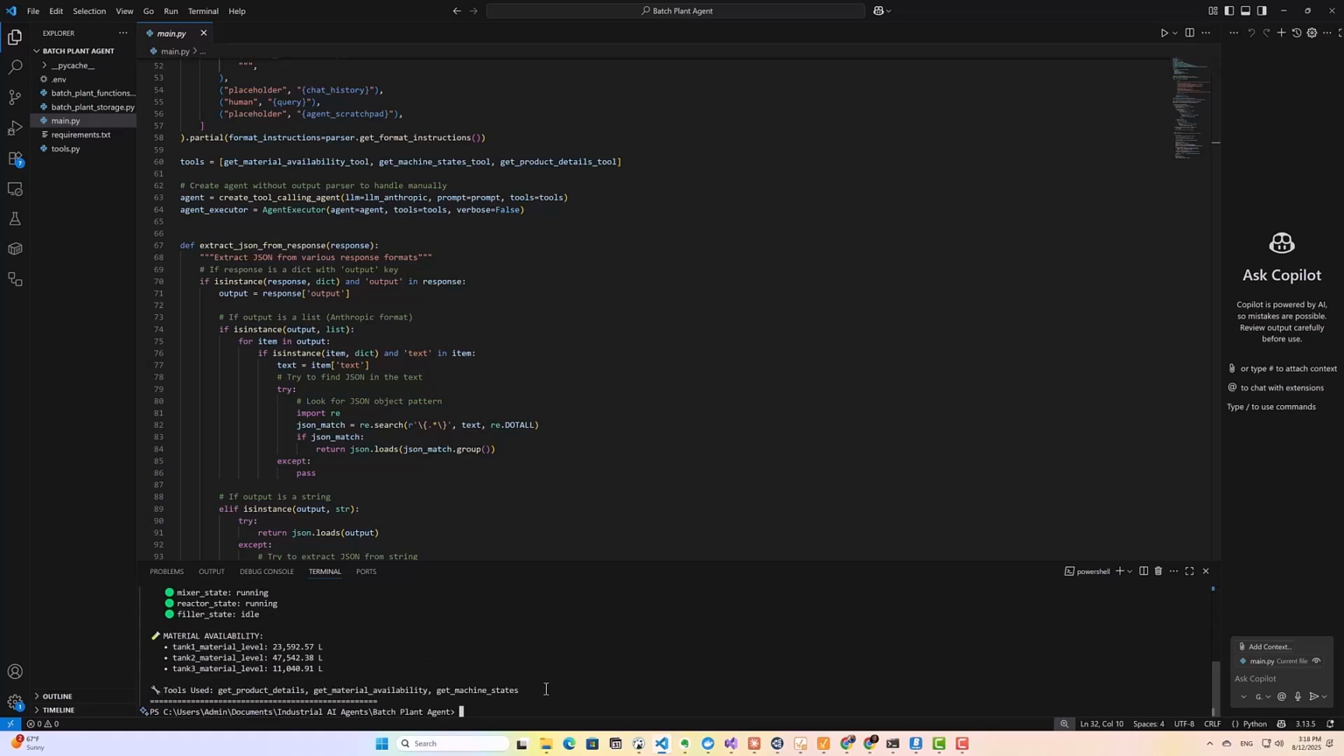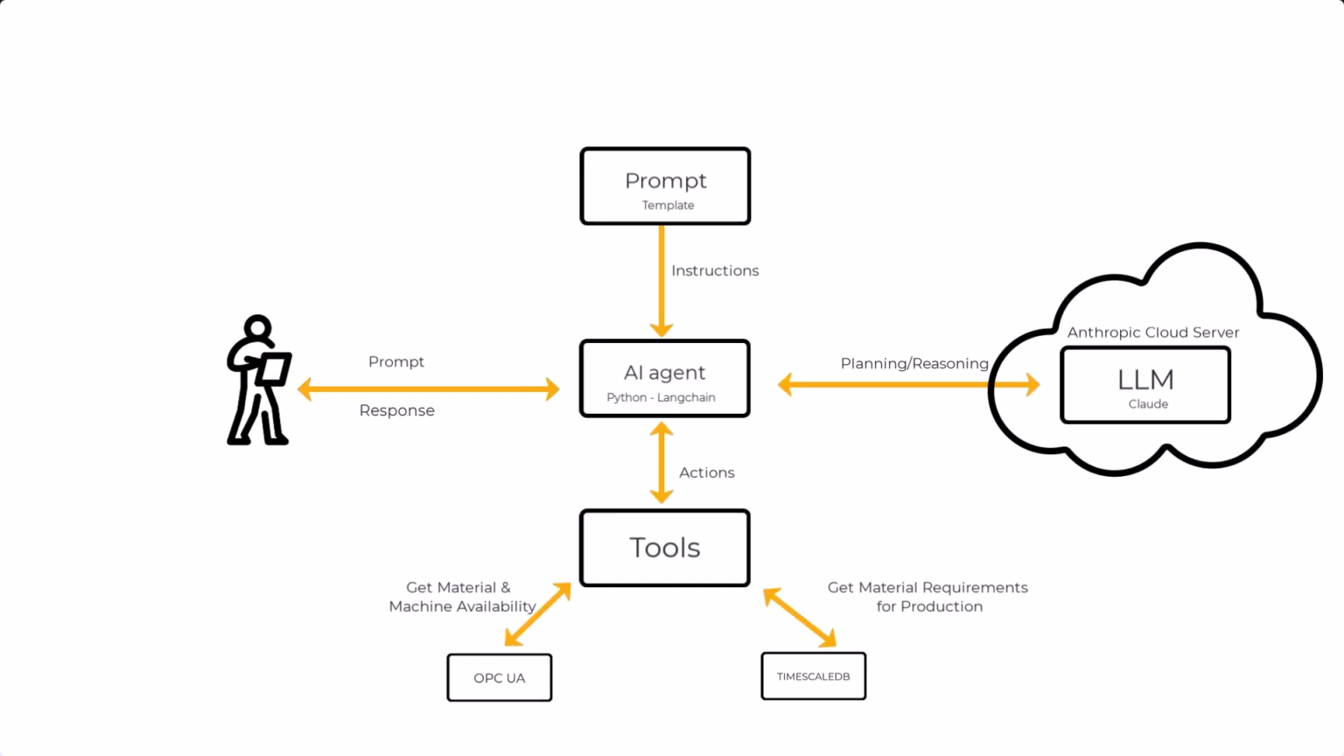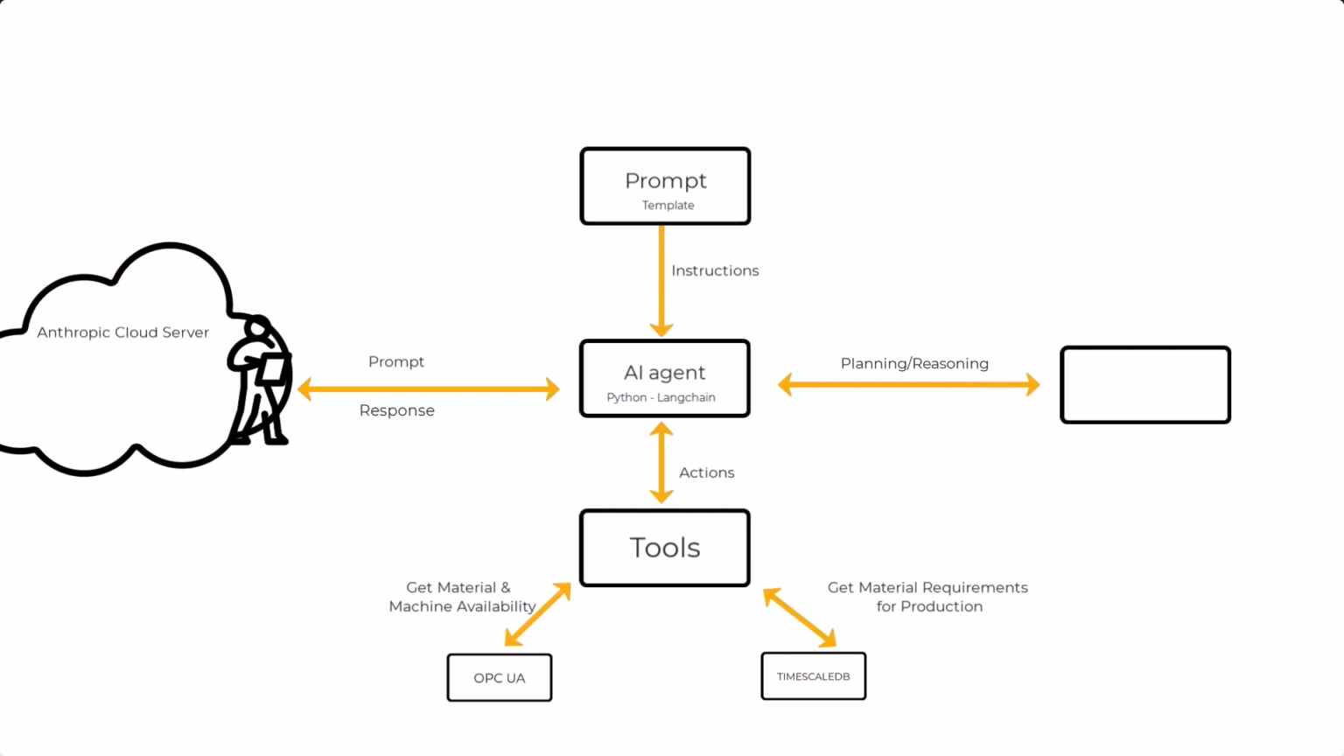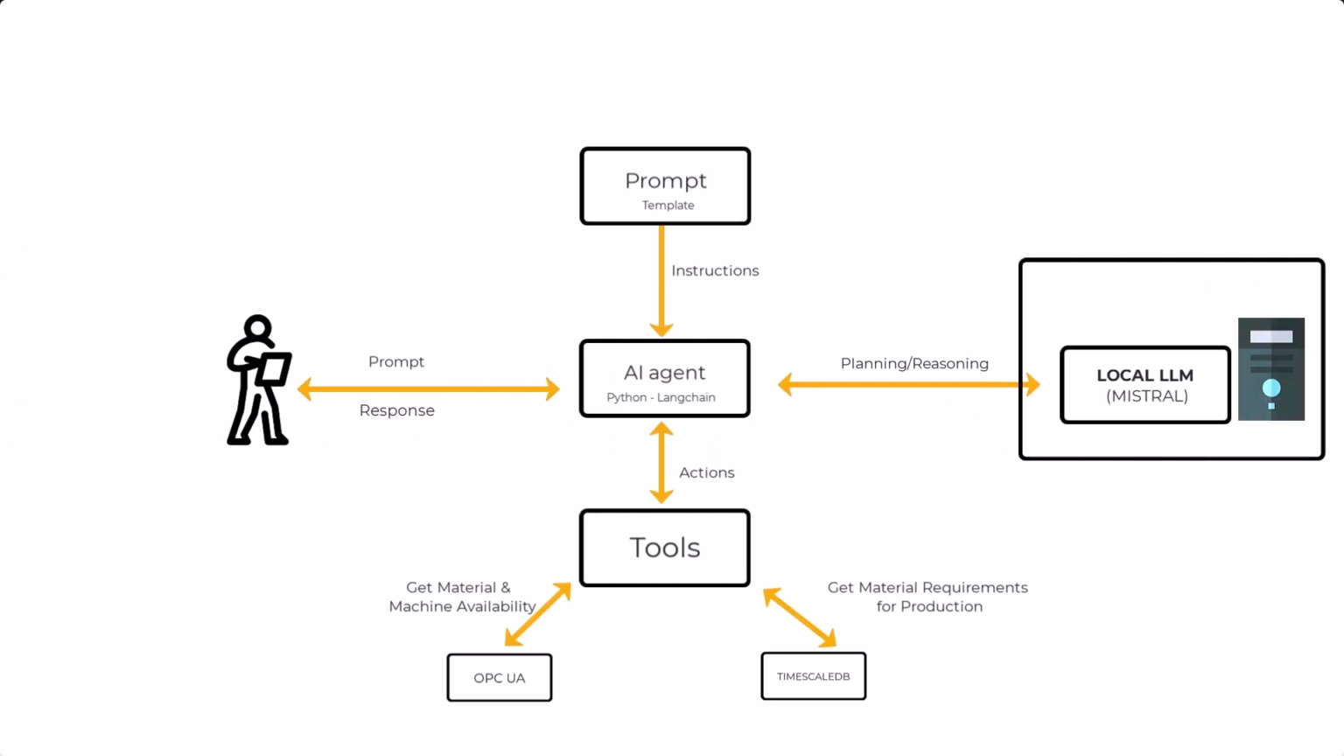Okay, so now let's make this work without any cloud dependency. So here's what we're going to do. Instead of using Claude as the LLM, we're going to replace it with a local model that runs entirely on our machine. And the nice part is we're going to reuse our existing code. The data connections stay the same, the tool definitions stay the same, the agentic logic stays the same. We're literally just going to swap out the brain.